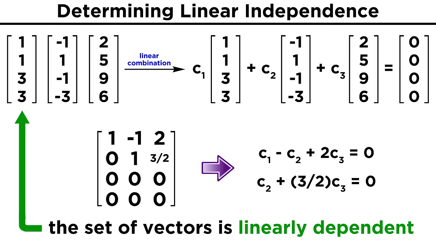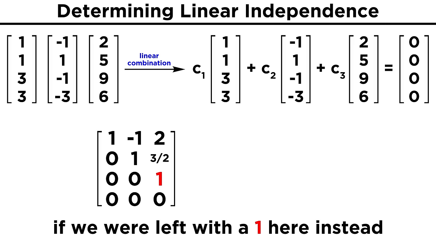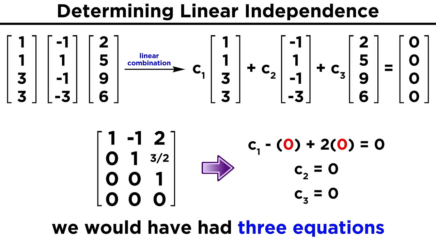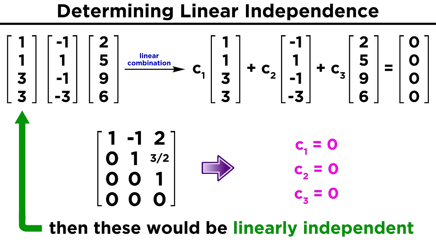If after our row operations we were left with a surviving 1 in the third row, third column, when we wrote our set of equations, we would have had to include a third equation that sets C3 equal to 0. Then substituting that into the second equation, C2 would have to be 0, and then plugging in 0 for both C2 and C3 in the first equation, we would find that C1 is equal to 0 as well. All 3 scalars would end up being 0, and this is how we would identify this as a linearly independent system.